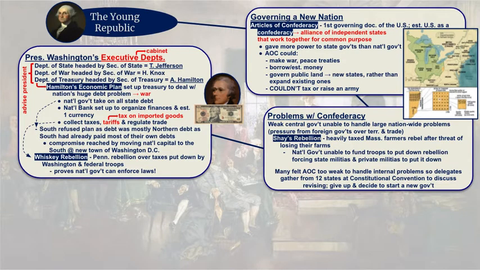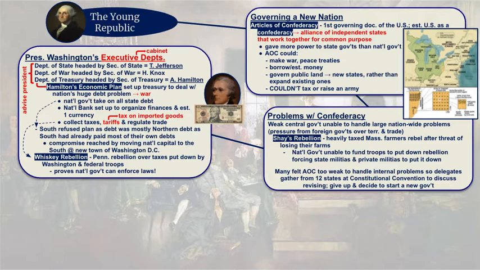So when George Washington becomes president, one of the first things that he does is set up his executive departments, sometimes referred to as the cabinet. These are going to be departments in the national government that will advise the president and help him carry out his duties. All right. And there are 15 of those departments today, but back then they just had 4.